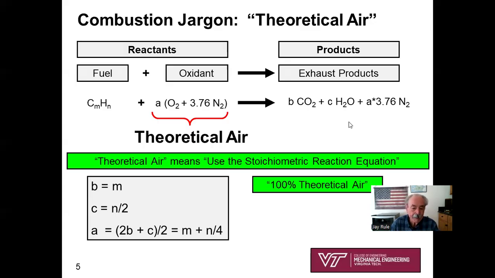So here, the theoretical air is going to be right from the previous module, where you've got a fuel, C sub M H sub N. You can set up kind of your little cheat sheet here that I do. I'm going to have to admit, I set up a little cheat sheet and see that B is going to be equal to M, C is going to equal N over 2, and the number A is going to be M plus N over 4. And so I just jot those down.